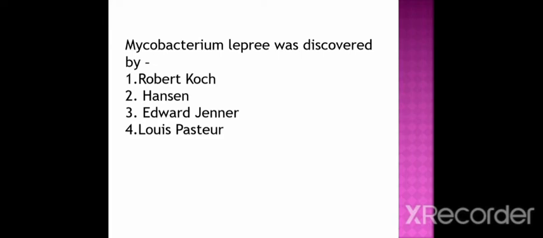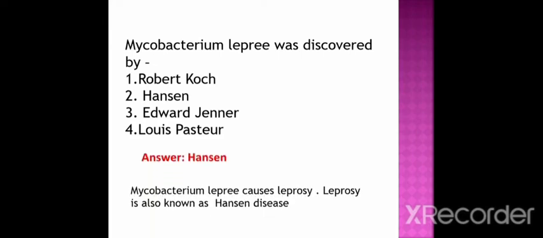Mycobacterium leprae was discovered by option 1 Robert Koch, option 2 Hansen, option 3 Edward Jenner, and option 4 Louis Pasteur. And the correct option is Hansen. Mycobacterium leprae causes leprosy. Leprosy is also known as Hansen disease because it was discovered by Hansen.